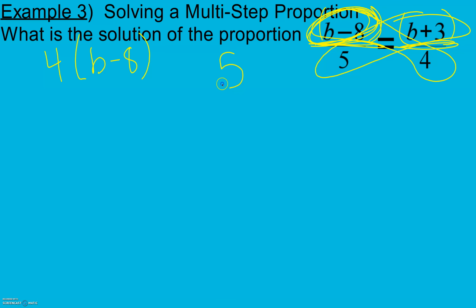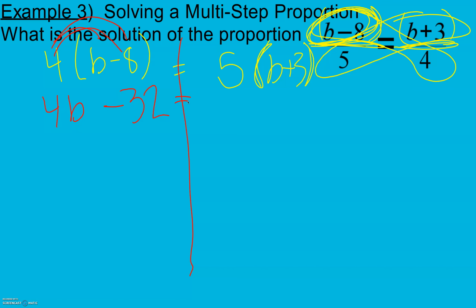Same thing on the other cross product. I can take 5 times b plus 3. But remember, we're taking 5 times that entire b plus 3, so it goes in parentheses. And I set those cross products equal to each other. Now, before we can solve, I check, is my left side as simple as I can get it? No, it's not. We distribute. So 4 times b and 4 times negative 8 gives me negative 32. Now it's as simple as we can get it.